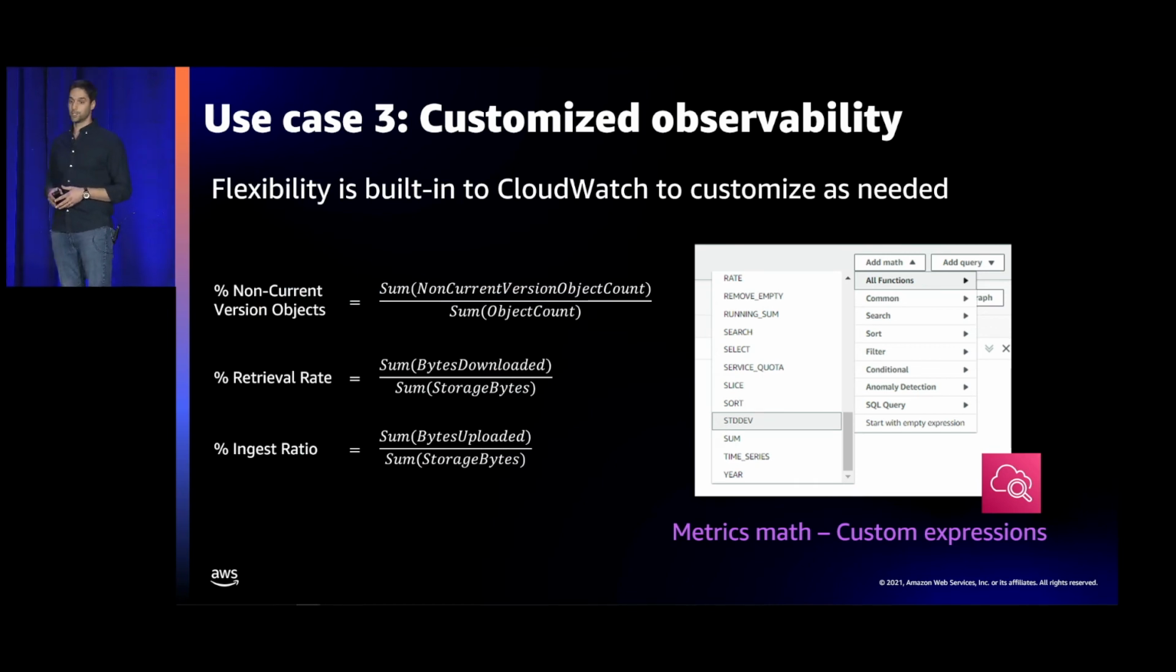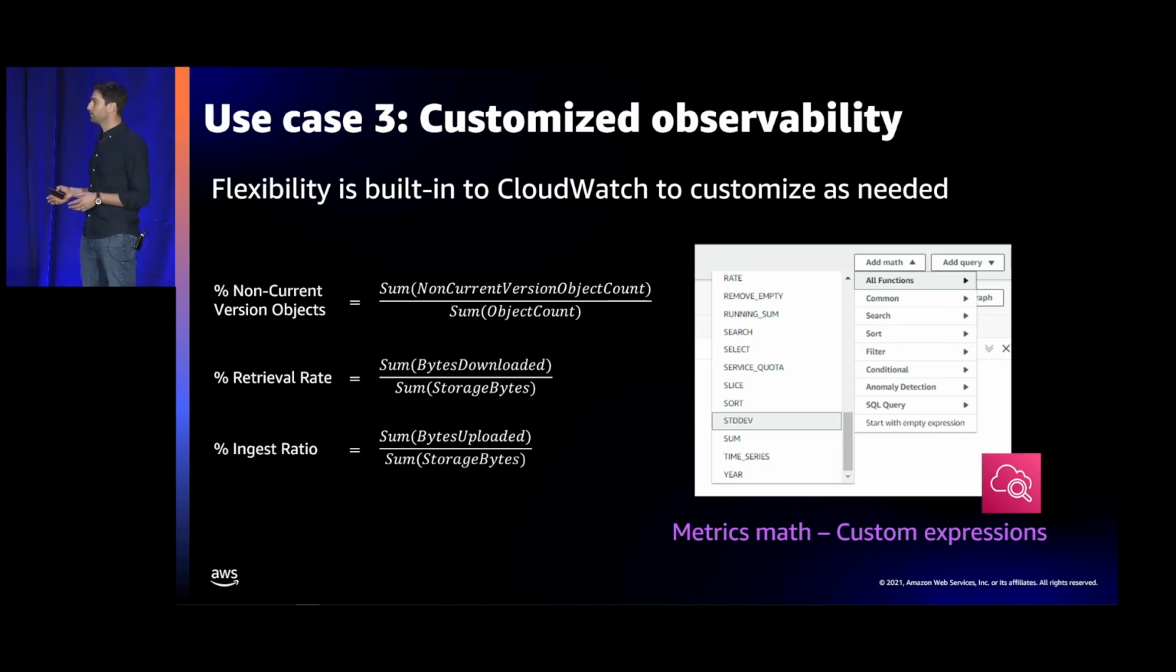The second type of customization is in terms of metrics. So we've also been hearing from a lot of customers that they would like to calculate or derive their own metrics based on existing and available metrics within Storage Lens. CloudWatch has a feature called Metrics Math. With this feature, you can use math expressions to create and calculate your own metrics. You can use averages, standard deviation, conditional logic, and a lot of other operations to come up with your new customized metrics.